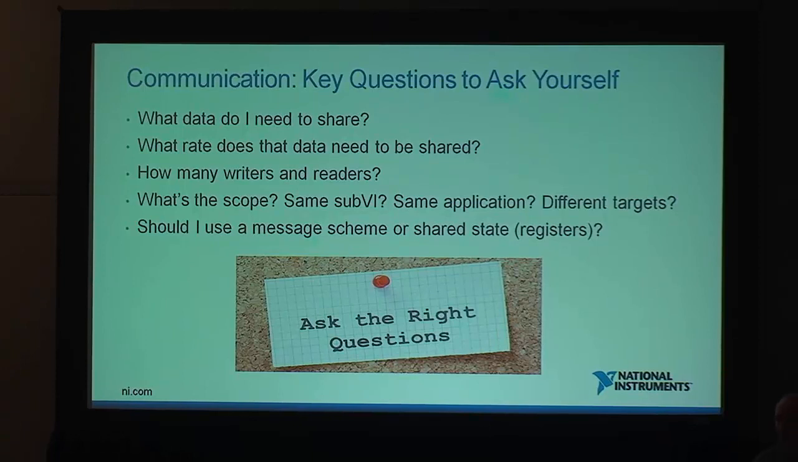What rate does that data need to be shared between the loops? How many writers and readers do I have? What's the scope of the communication? Is it in the same sub-VI? Is it in the same application? Am I communicating between different targets? Should I use a message scheme to talk back and forth, or some sort of shared state to talk to them? So lots of questions there you want to ask yourselves about how to communicate between the loops.